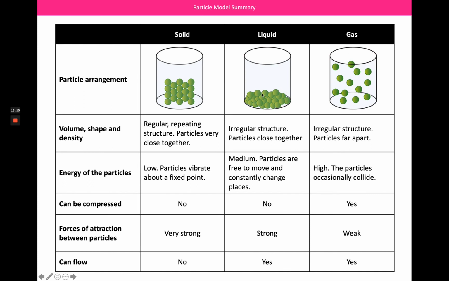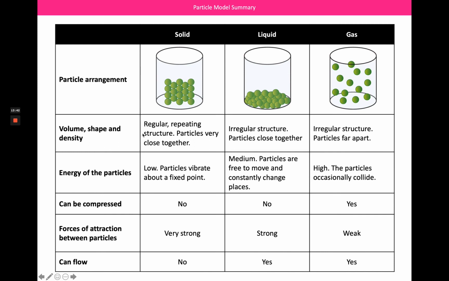So the marbles could move around, you could shake them and so on, but they would sit at the bottom and take up the shape of whatever the jar is. And then gas, we've got them all spread out, taking up the full shape of the container, and they would be absolutely constantly moving. So in our solid they would be vibrating about a fixed point. In our liquid they would be constantly moving around each other, changing places, and in a gas they would just be moving around the entire volume of the container.